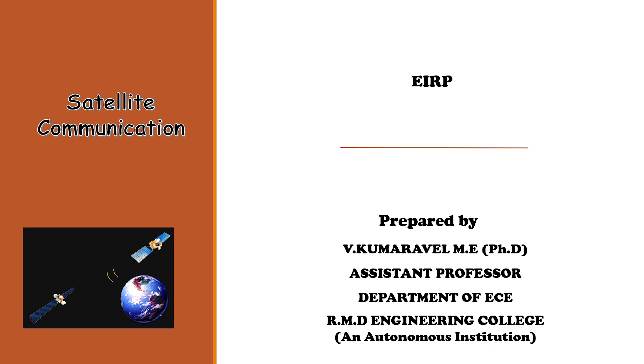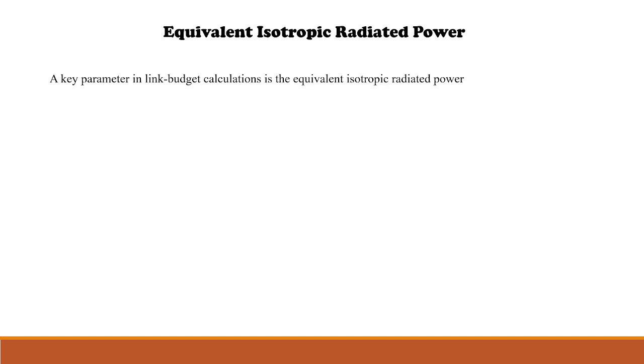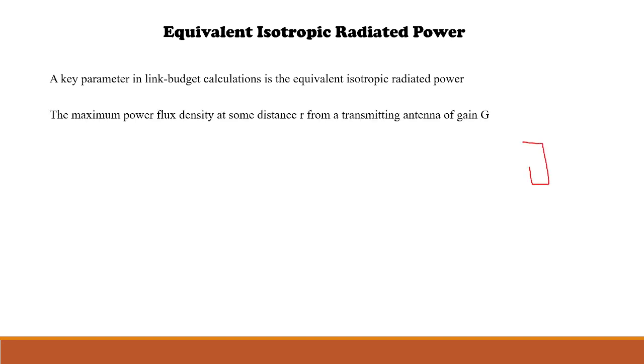EIRP stands for Equivalent Isotropic Radiated Power. EIRP is a key parameter in link budget calculation. Now, let us consider an antenna. Consider an antenna A whose gain is capital G.